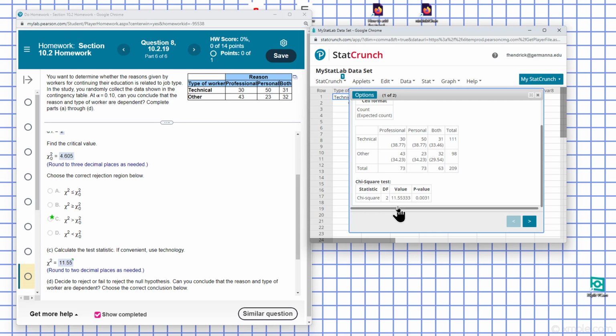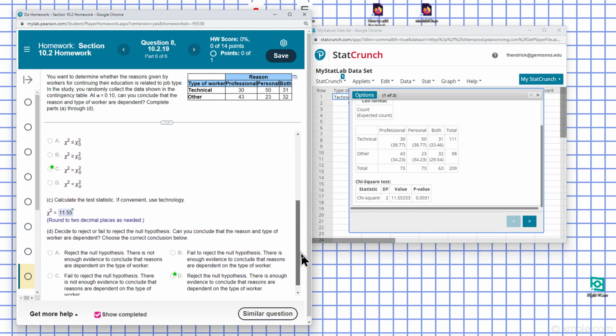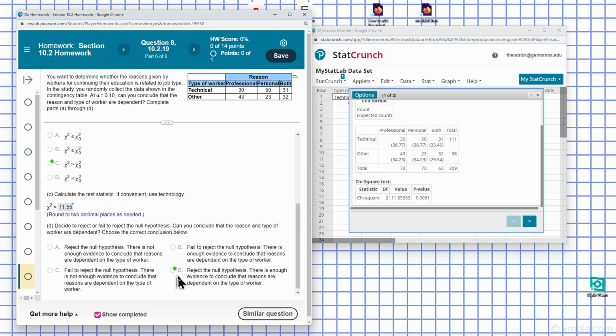It's way out there. And it's greater than our critical value. So evidently, for our test statistic, what has occurred is quite rare. So we end up rejecting the null hypothesis. It falls in that rejection region there. It's greater than the critical value. So we end up rejecting the null hypothesis.